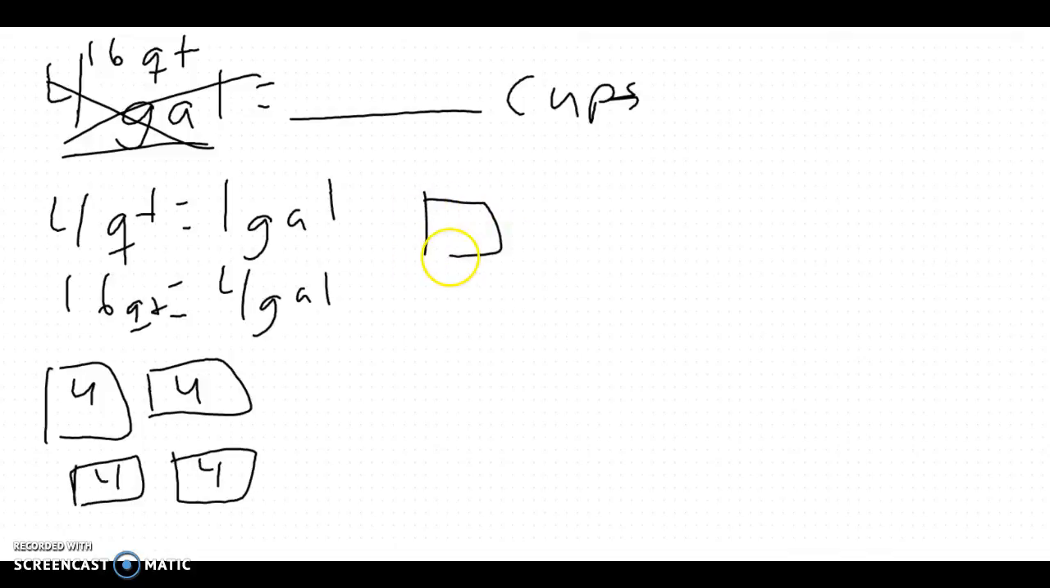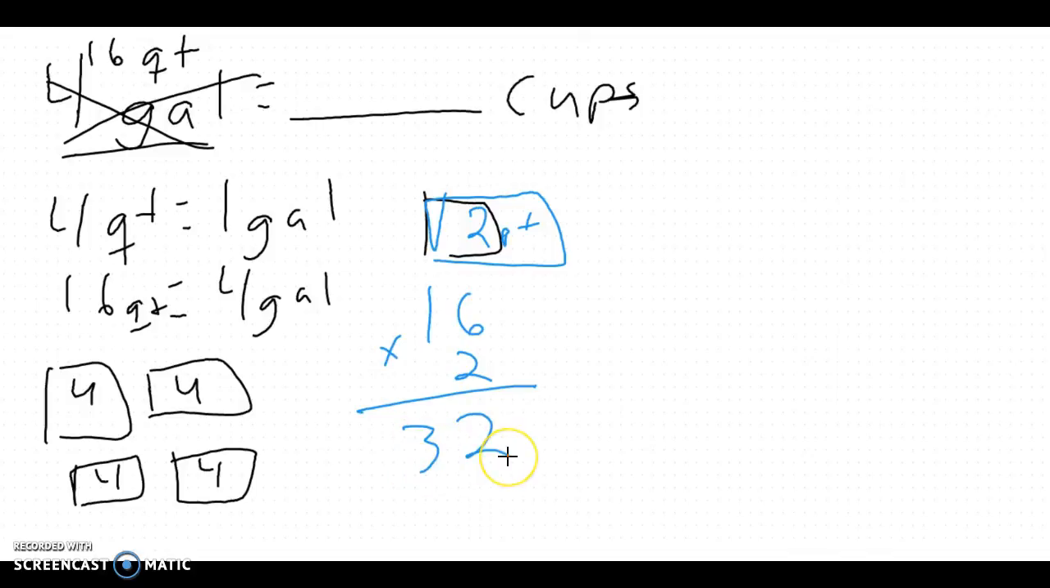1 quart, let me switch my colors for you, 1 quart is 2 pints. I have 16. So I'm going to multiply 16 times 2, which is 32. So 32 pints is equal to 16 quarts. So now, instead of 16 quarts, I have 32 pints. I'm almost done.